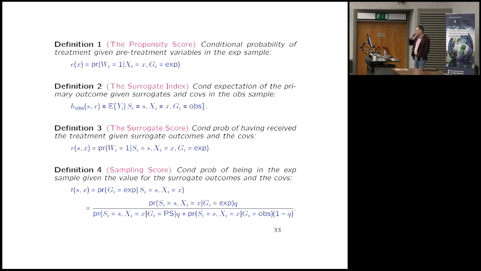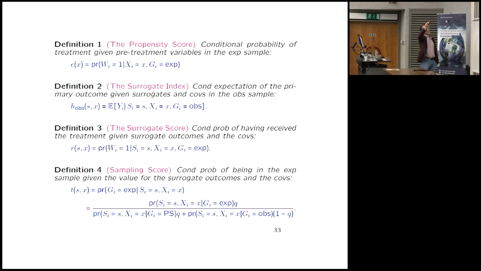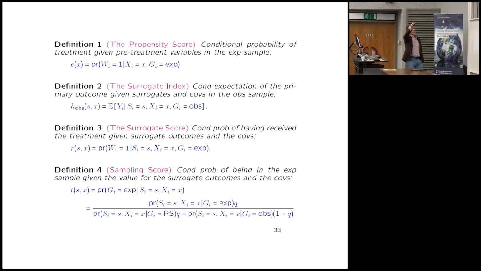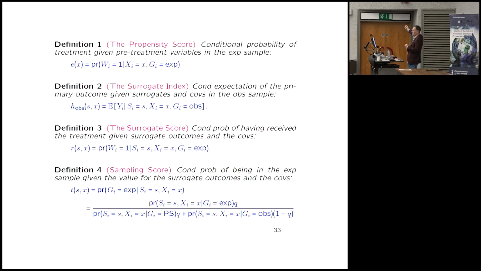Then we have what we call the surrogate index that measures the relationship between the primary outcome y and the intermediate outcomes and the covariates in the observational sample. And finally, we have the surrogate score that gives you the probability of being in the treatment group given the value of the surrogates in the experimental sample. So that's kind of a funny thing, because now we're looking at the probability of being in the treatment group given an outcome variable, where typically you would look at the relationship between outcome variables given the treatment.